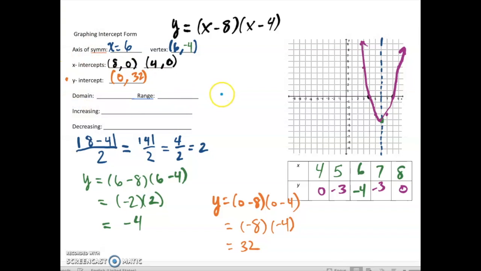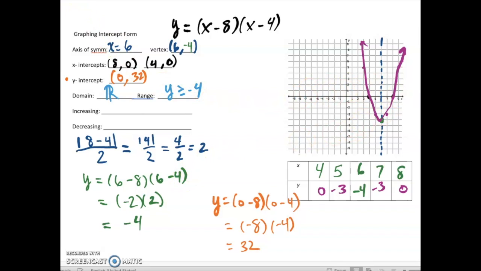Okay, great. Next thing I need is my domain and range. For any quadratic, lucky for us, we already know the domain is all real numbers. So I'm just going to draw it like that. My range in this case starts at negative 4 and goes to positive infinity. So I'm going to say it's true for all y greater than or equal to negative 4.